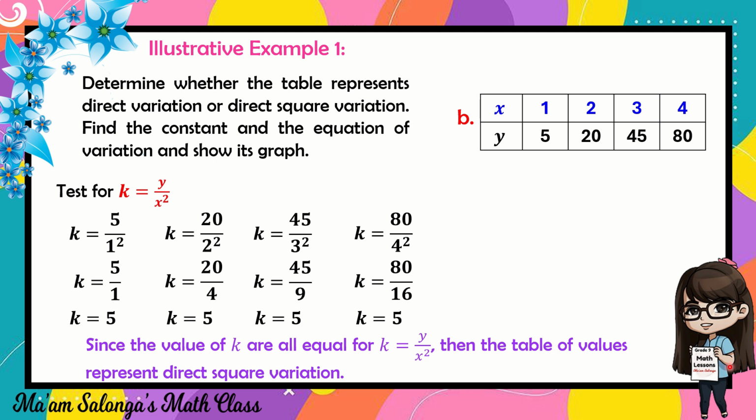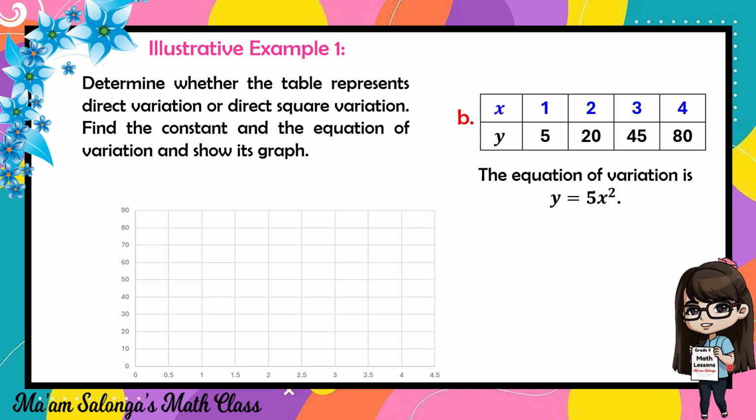Therefore, since the values of k are all equal for k equals y over x squared, then the table of values represent direct square variation. And then, the equation of variation is y equals 5x squared. So, let's see the graph of the direct square variation. So, let's plot (1, 5), ito siya, (2, 20), (3, 45), and (4, 80).